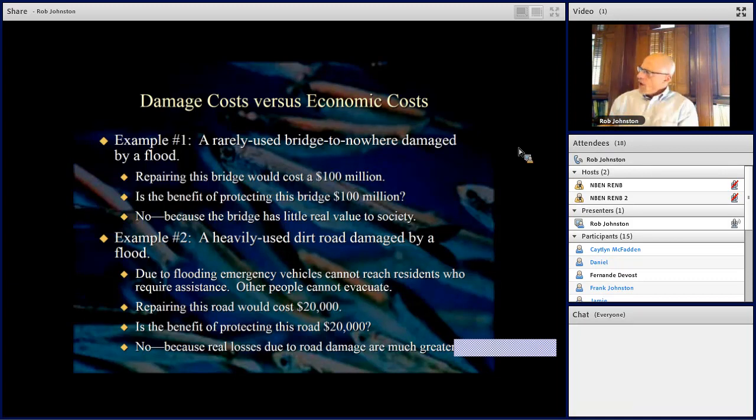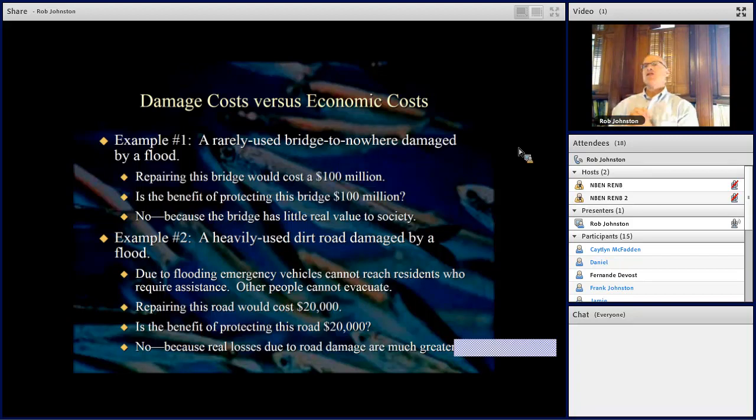So using damage costs is akin to saying the value of that car to you is $4,000 because it's going to cost $4,000 to fix it, right? And that's obviously ridiculous if you think about it that way, right? The cost of doing something is not the same as the value of something. We balance costs and benefits when we decide what to do.